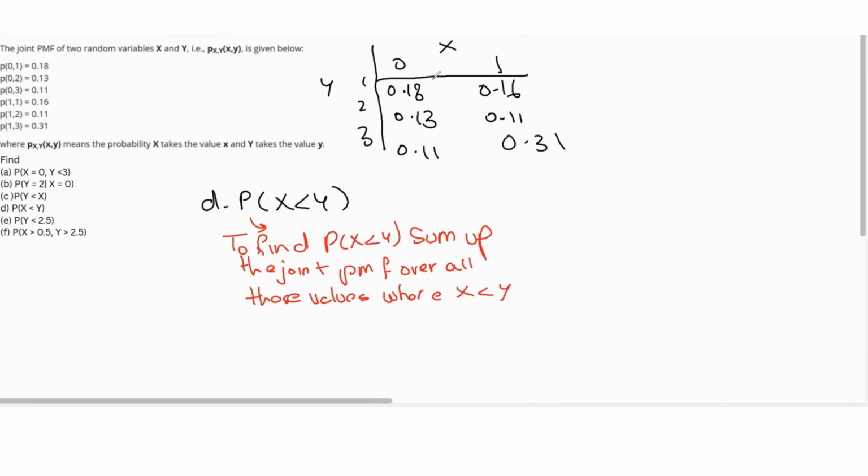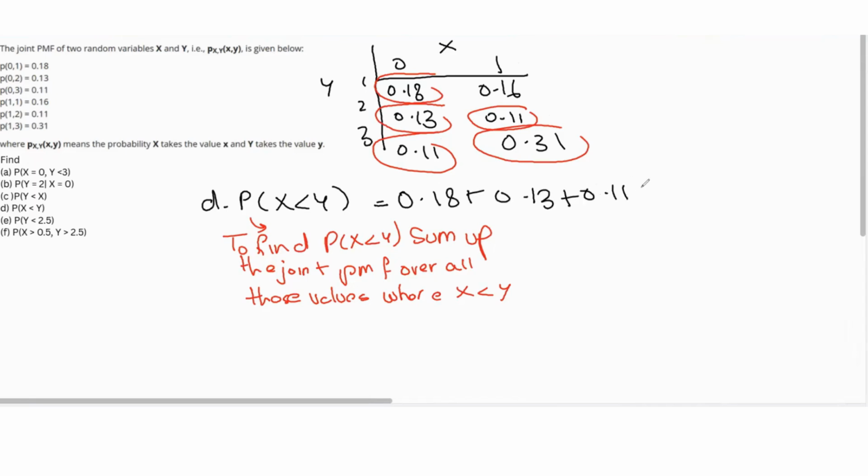So let's see. Here x is 0, y is 1, this counts as where x is less than y. x is 0, y is 2, this counts as where x is less than y. x is 0, y is 3, this counts as where x is less than y. Here x and y are both 1, so this does not meet the criterion x is less than y. Here x is 1, y is 2, this is where x is less than y. Here x is 1, y is 3, so this is where x is less than y. So to find the probability that x is less than y, we just sum up the joint PMF over all these values, which is 0.18 plus 0.13 plus 0.11 plus 0.11 plus 0.31, which turns out to be equal to 0.8.